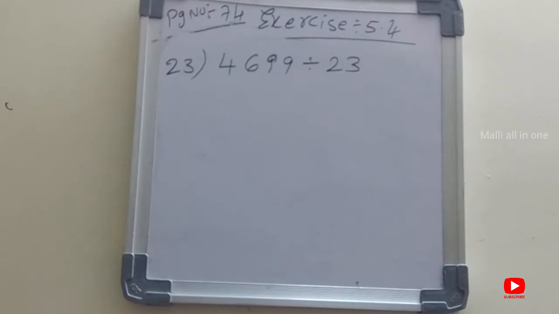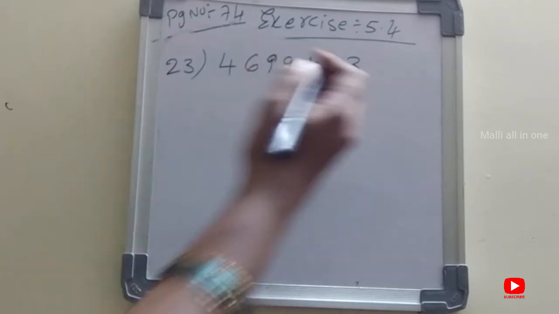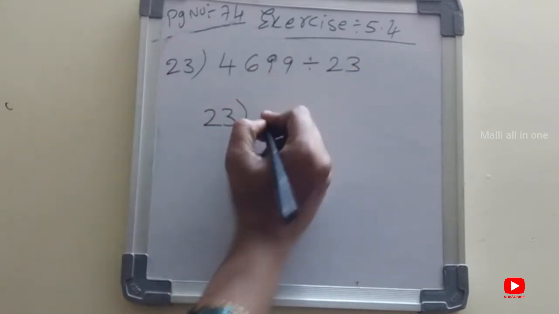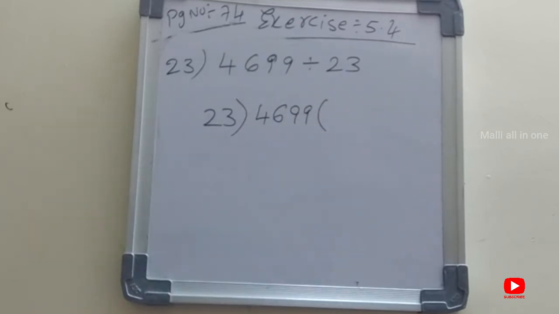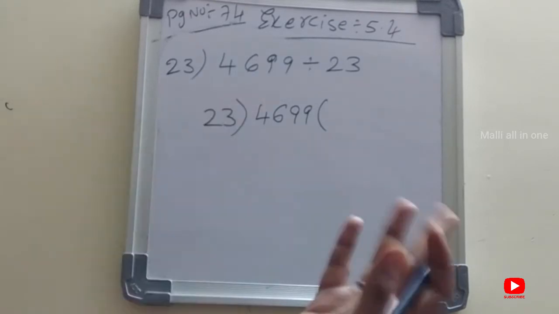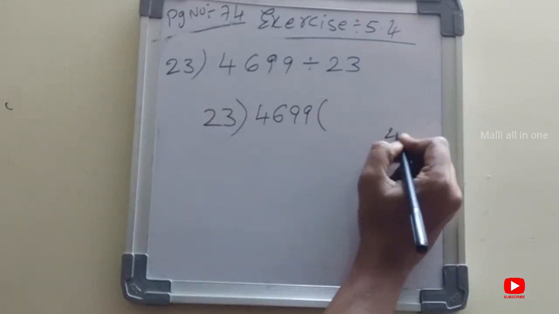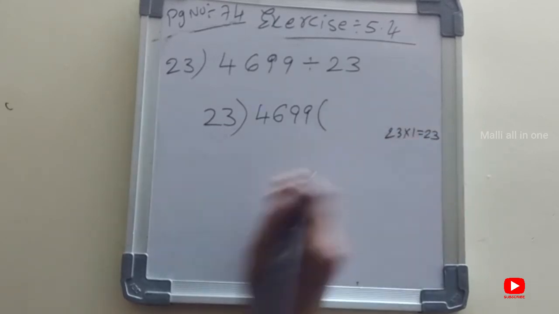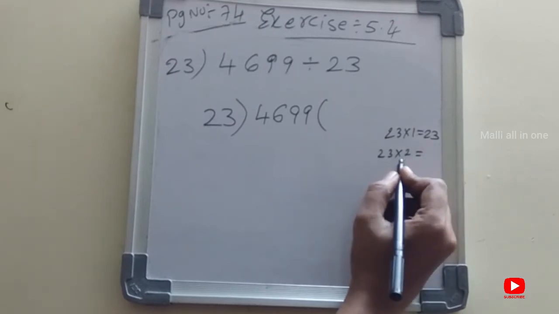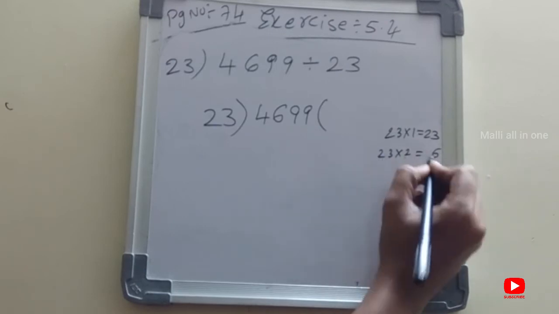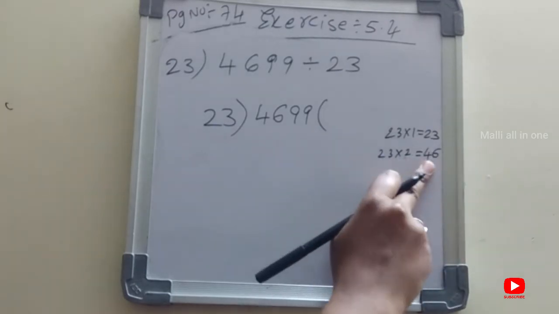Okay. Now 23rd sum, 4699 divided by 23. Here observe children. We are taking the 23 table. If we don't know the 23 table, what should we do? We know tables up to 20, but 23 we don't know. How to do? See here. Now 23 ones are 23. You know that already. Now 23 twos are... First you have to maintain like this. 3 twos are how much? 2 threes are 6, 2 twos are 4. Like this you have to maintain.